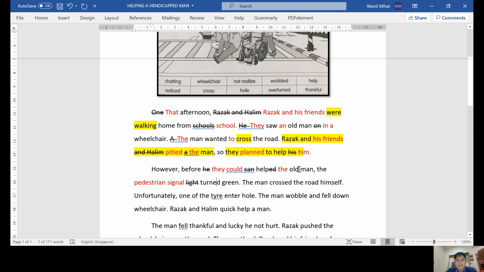Okay. So tak ada masalah. Tapi cikgu, kenapa kita guna a pedestrian signal? Kenapa tak guna a? Kenapa guna the? Because this is the first time kan, Mr. Warik? Oh, that's a little bit tough to explain, but it doesn't sound right, a pedestrian signal lah. I think it's more accurate if you say the pedestrian signal, but let's keep this thing under the carpet first. Okay. All right. The man crossed the road himself. Okay. The man, tak ada masalah, crossed the road himself.